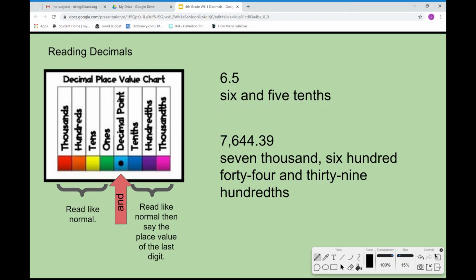Let's look at a larger number. We would read this as 7,644 and 39 hundredths, showing that the last digit is in the hundredths place.